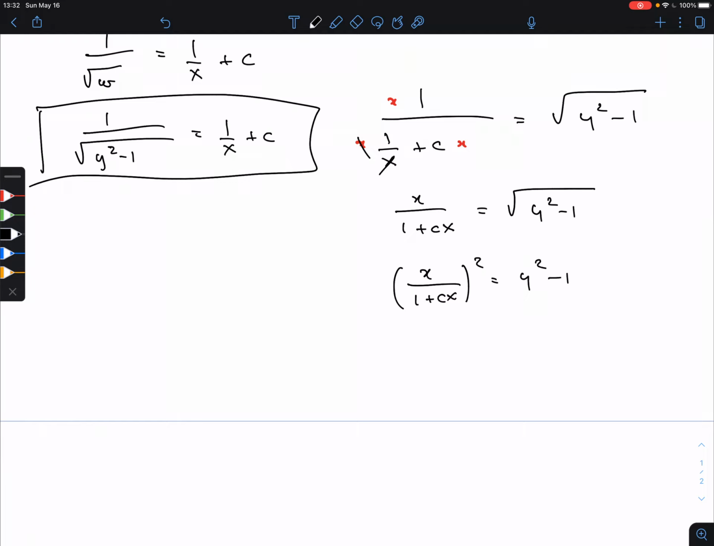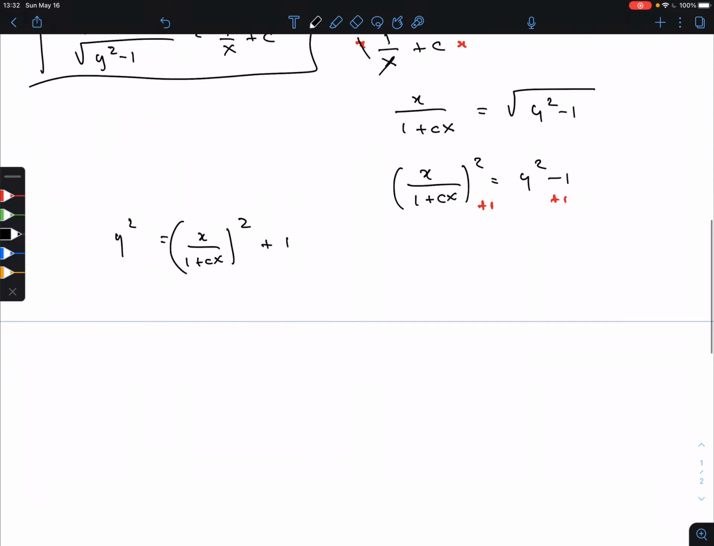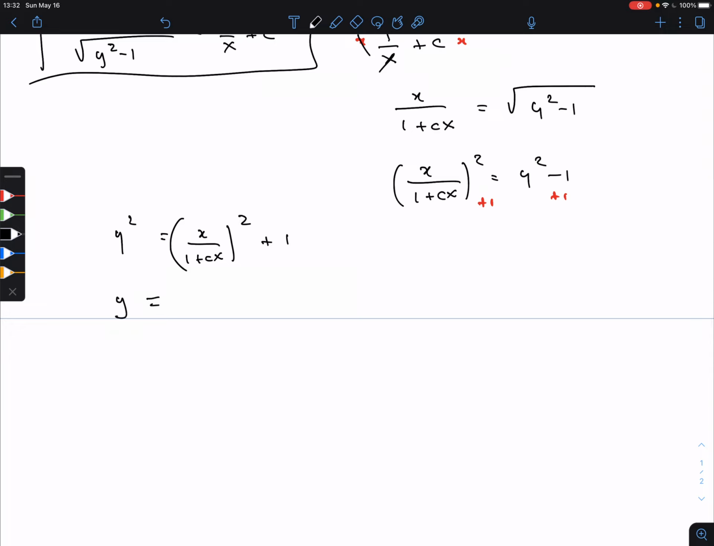And now I need to solve for y, so I do the plus 1 on both sides, right? So plus 1, plus 1. So then we get y squared equals x over 1 plus cx squared plus 1. Okay, and now finally I need to find y, and y is the radical of this thing, positive or negative, right? And that, of course, depends on the initial value problem, if there is one. If there is none, then we don't bother with this. Okay, that's the general solution here.